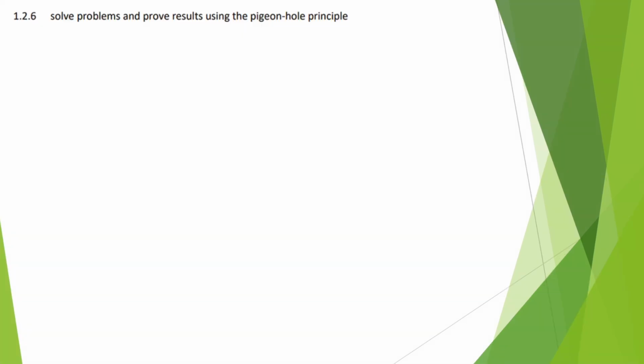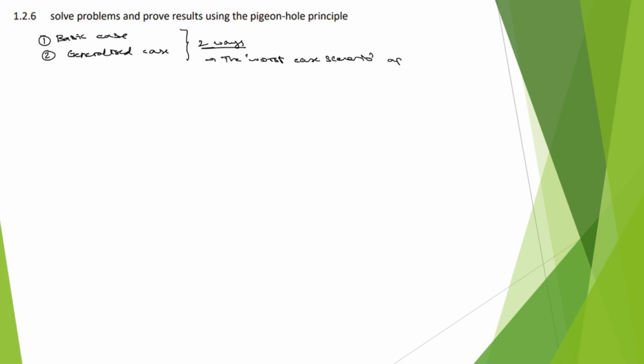Okay, so in this video for the pigeonhole principle, I'm first going to go over the basic case of the pigeonhole principle. And then second of all, I'm going to go through the generalized case. And for each of these scenarios, there are generally two ways of answering a pigeonhole principle question. The first one I'm going to call the worst case scenario approach. And the second one I'm going to call literally the pigeons and pigeonholes approach.